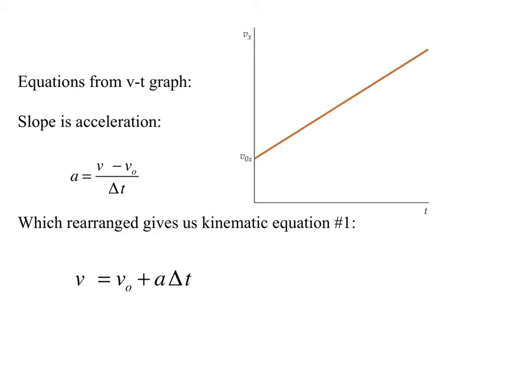To find our second kinematic equation, we look at a velocity time graph. Here, we can see that for our velocity time graph, the slope gives us acceleration. If we rearrange this equation around, then we get our kinematic equation. Remember that for a graph, this is very similar to y equals mx plus b, where on the y-axis we're going to have final velocity. Our slope is going to be acceleration. On the x-axis we have our change in time. And then our y-intercept is our initial velocity.